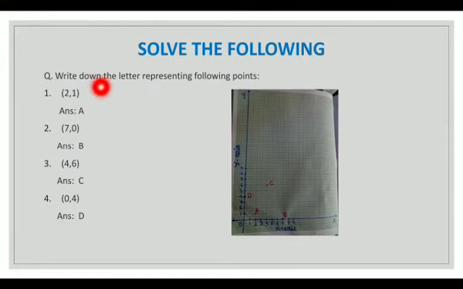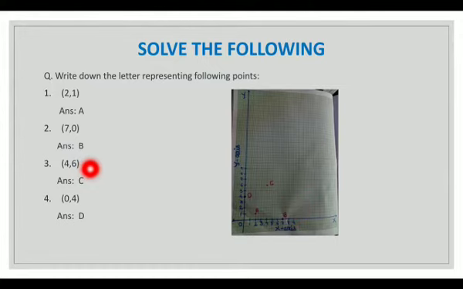Solve the following. Write down the letters representing the following points. Now we have been given the points, and we have to tell which letters represent them. The first point is 2 comma 1. X is 2 and y is 1. So here is the point A. Second one, 7 comma 0. Now x is 7 and y is 0. So here is the point and it is represented by the letter B.